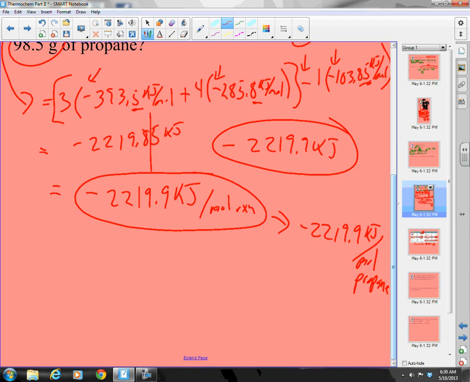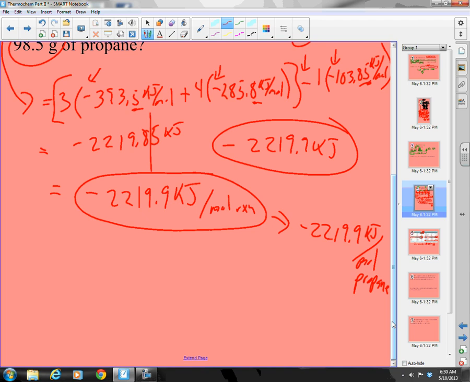Cool. Let's make sure I did my calculation right. I am always concerned about that because I make mistakes. I want to go back and run my calculator one more time. 3 times negative 393. I'm just going to take shortcuts. Plus 4 times negative 286. Plus 103, good, and I get negative 2219. That looks just about right. Have to go back and make sure everything is right.